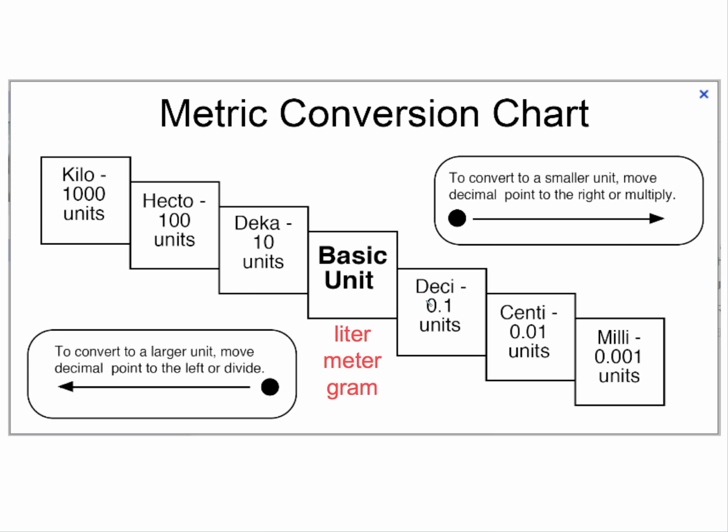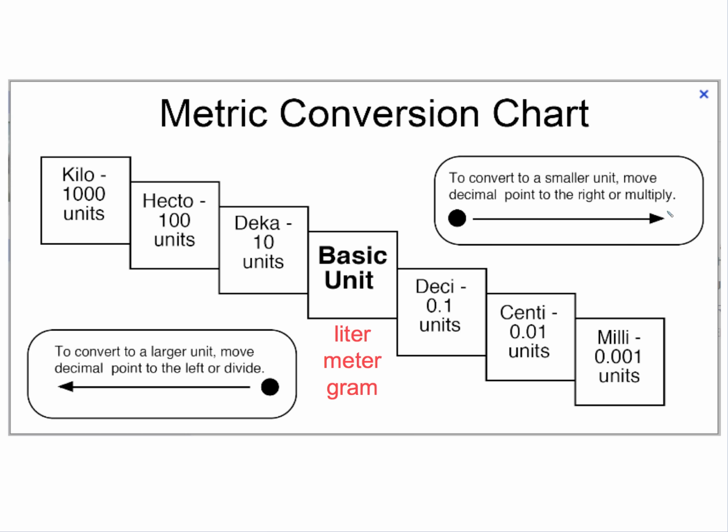And then each of these has a prefix, so it could be deciliter, decimeter, decigram, okay? Centiliter, centimeter, centigram. I think you get the point there. We could also go to the left and get bigger. You've probably heard of kilogram, kilometer, that's kilo with meter, kilometer, okay?